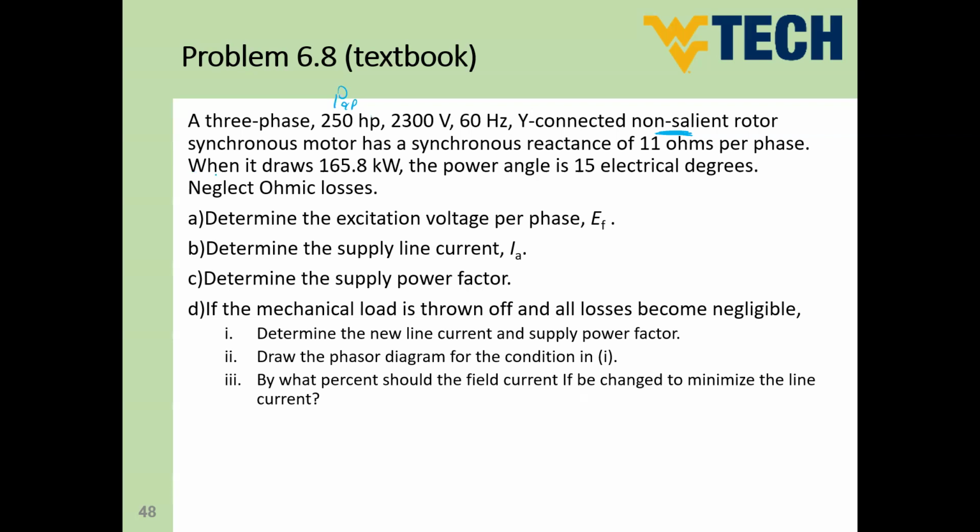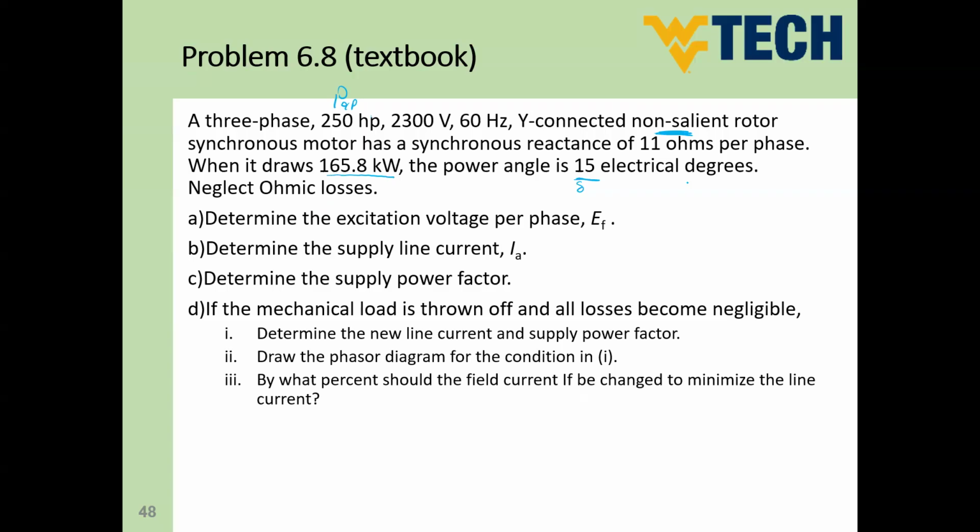The question says when it draws 165.8 kilowatt, so the machine is working as a motor and drawing some active power, when the machine draws this amount of power and with a power angle of 15 degrees, so this is delta, neglect the ohmic loss and find the following. Firstly, determine the excitation volt per phase.